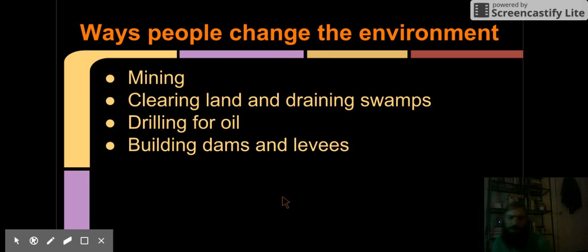Now let's jump into our topic for the day. Ways people change the environment. Well, people engage in mining, clearing land and draining swamps, drilling for oil, and building dams and levees. We're going to focus more on the first three today. We're going to talk about those last two, building dams and levees, a little bit more tomorrow.